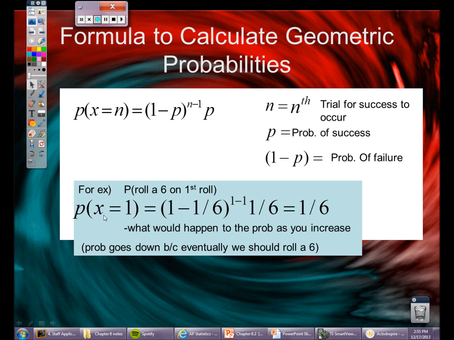The probability of your success happens on the first roll, x equals 1. 1 minus the probability of success, 1 minus 1/6, raised to the n minus 1, times the probability of success. 1 minus 1 is 0. Anything raised to 0 is 1. 1 times 1/6 is 1/6. Now these probabilities should decrease as n increases, because eventually I'm going to roll a 6.